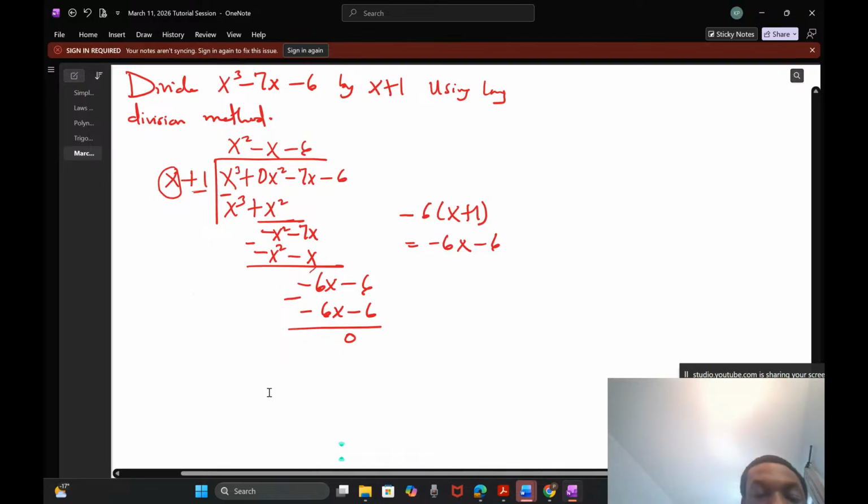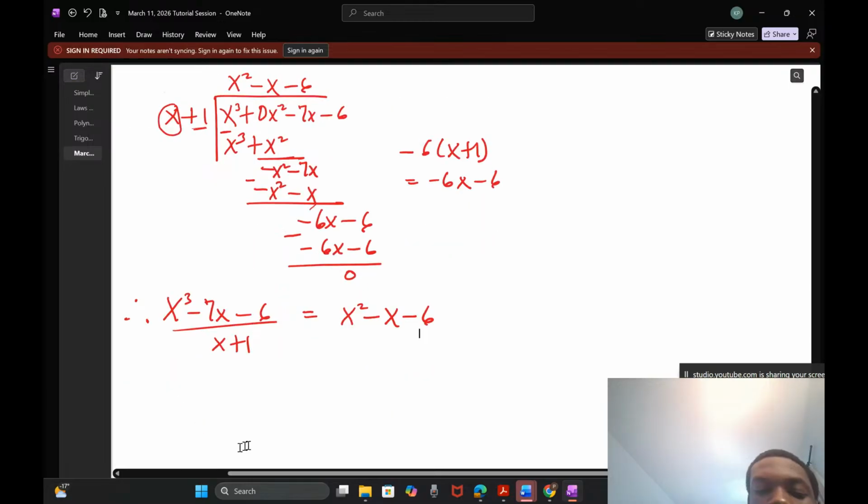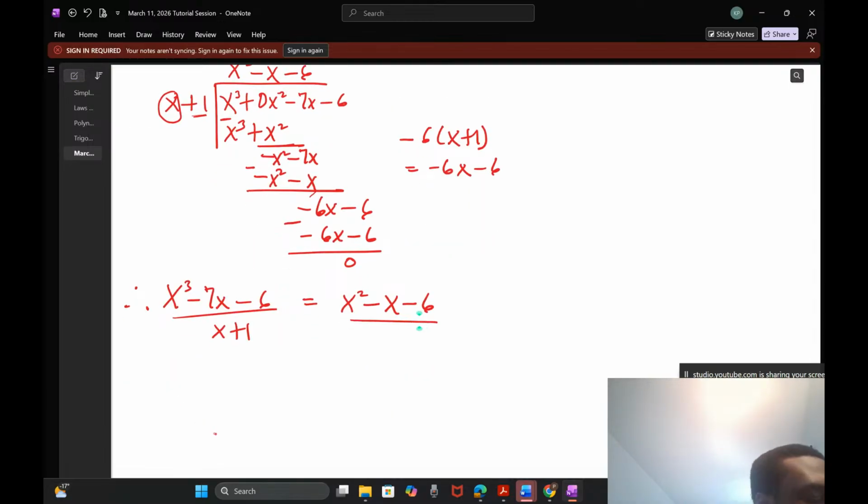So we'll say that therefore x cubed minus 7x minus 6 divided by x plus 1 will give us x squared minus x minus 6. Okay. And it can still be broken further, right? This is a perfect quadratic equation. If we want to break it down further, we can do it by factorization method.